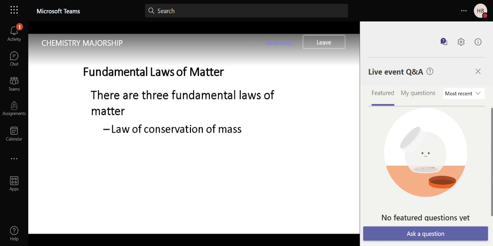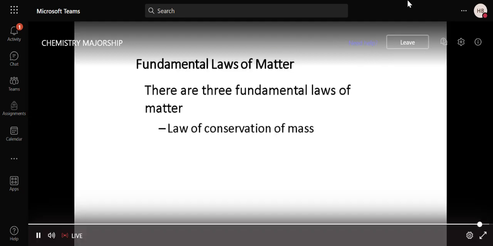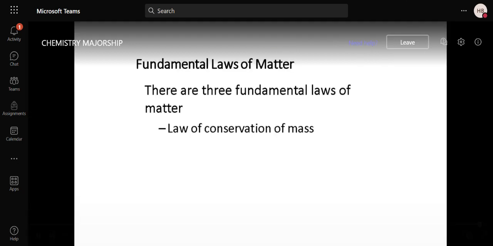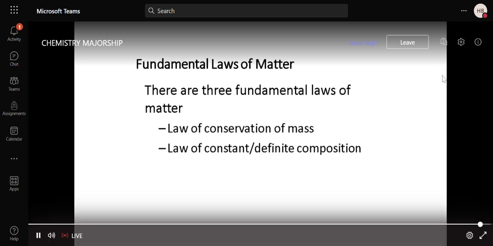Mass can neither be created nor destroyed, but it can only be transformed from one form to another. So, ulitin ko, the mass is conserved, so you cannot create it, you cannot destroy it. So, what happens? Nako-convert lang siya. Nagtra-transform lang siya from one matter to another. Right po? Next law, we have the law of constant or definite composition.